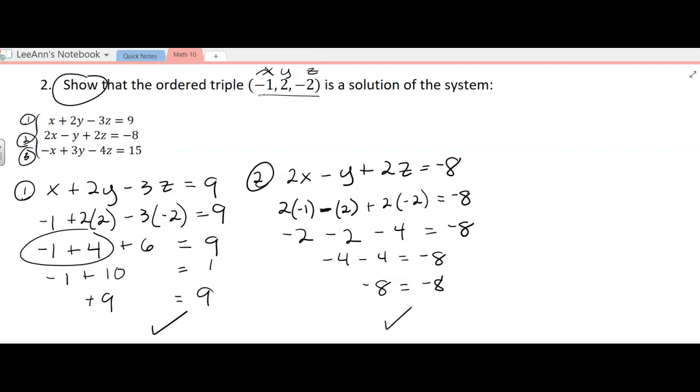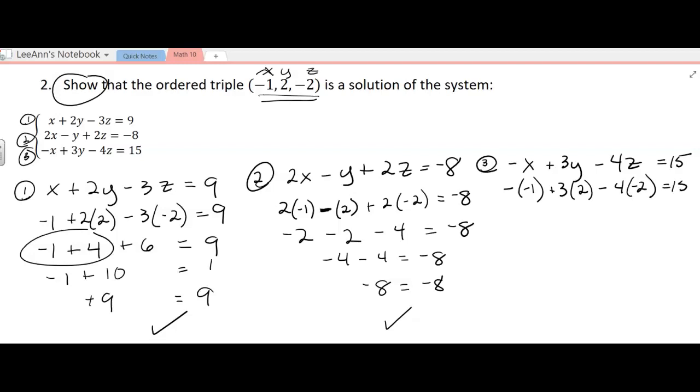But yes, that is a true statement, so the point works. And now for the third equation, we've got negative x plus 3y minus 4z equals 15. So we put in that point again. Now, a lot of times it's the negative signs that kind of trip us up. It's the opposite of x, or the opposite of negative 1. If you say it that way, it makes a little more sense. Plus 3 times 2 minus 4 times negative 2. And does that equal 15?